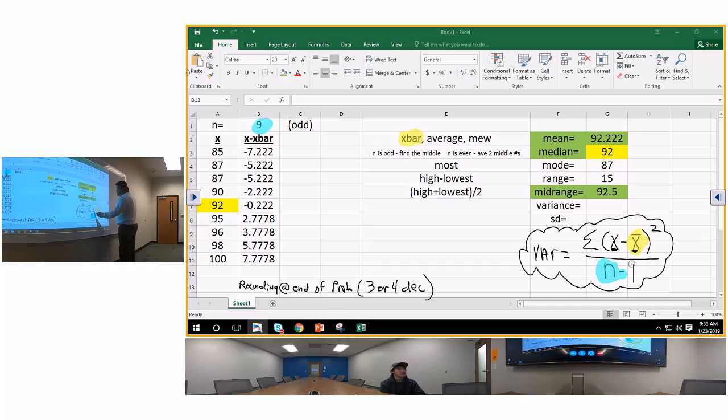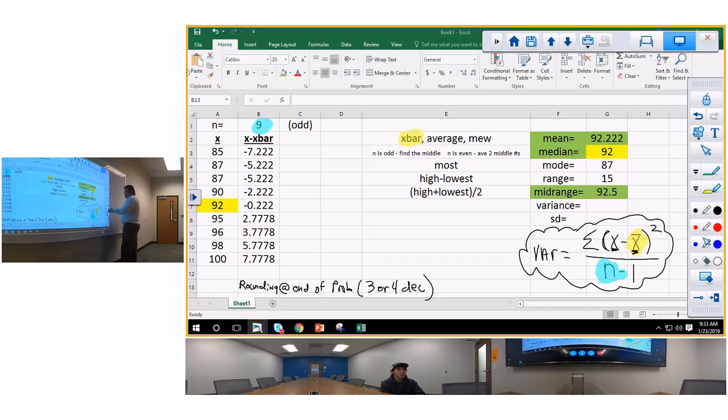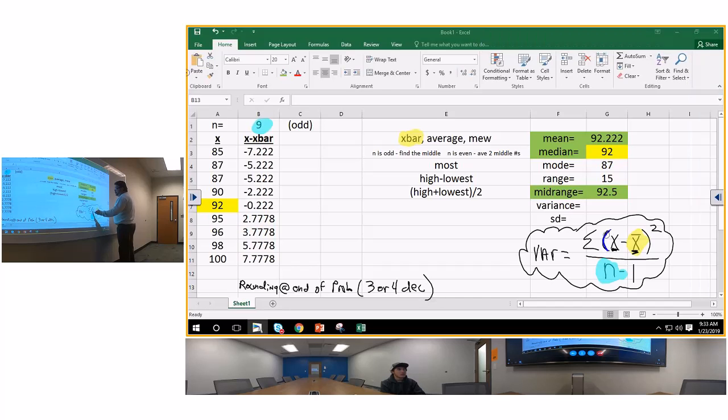X minus X bar. And now we're going to take the handy dandy blue highlighter, and we're going to square it.